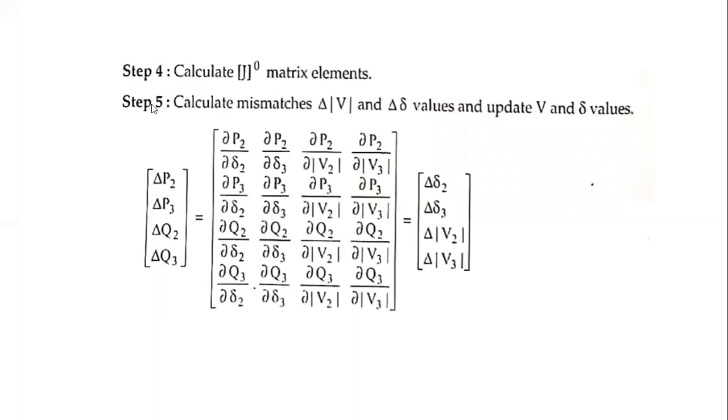Next, step 5. Calculate the delta V and delta values and update the V and delta values. Next, delta P2, delta P3, delta Q2, delta Q3. First bus we are taking as the slack bus, that's why we are taking 2 and 3. These are the dou P by dou delta, dou P by dou V.